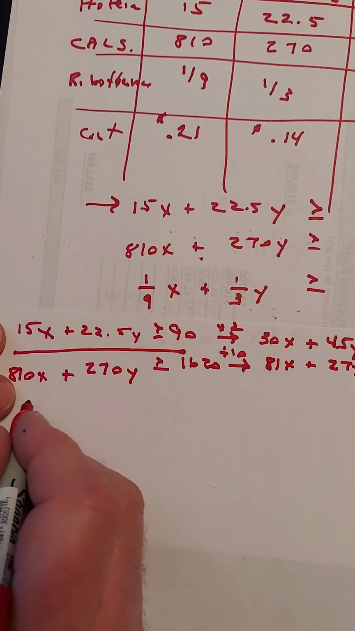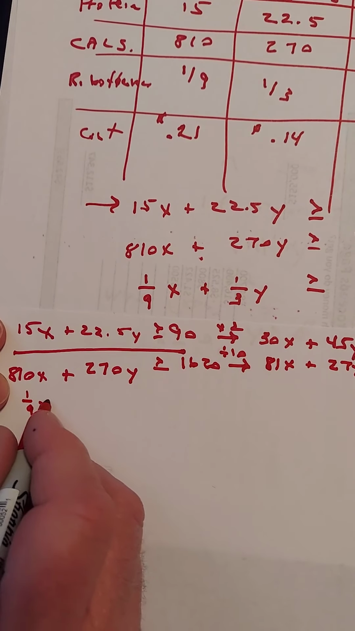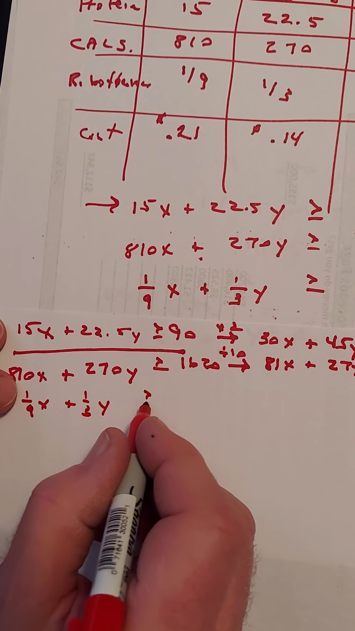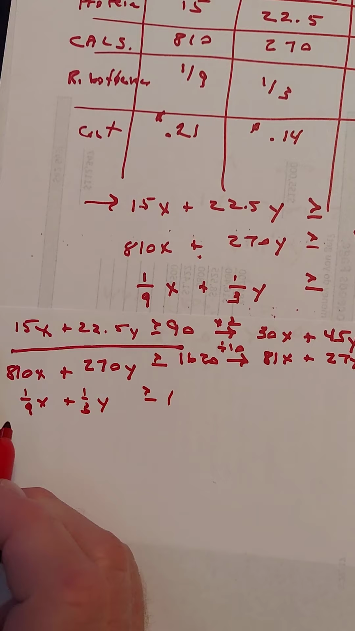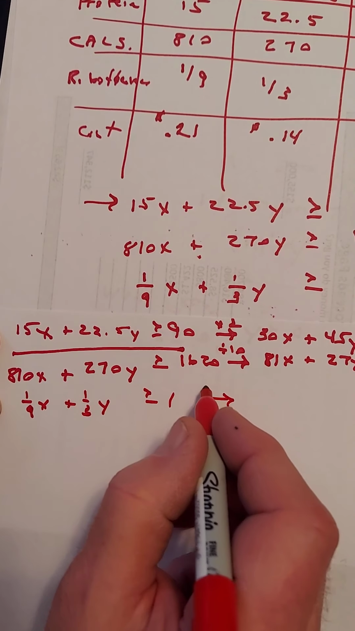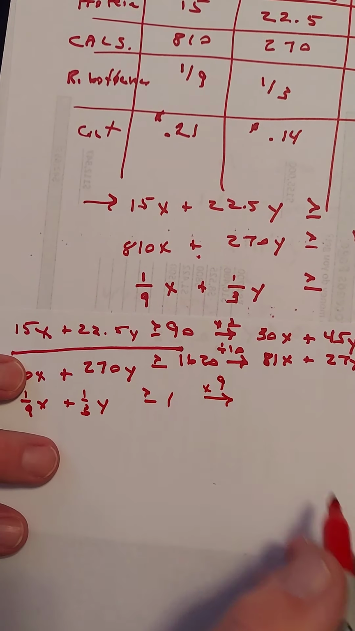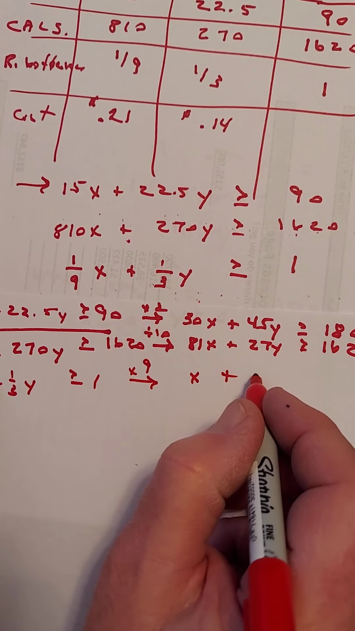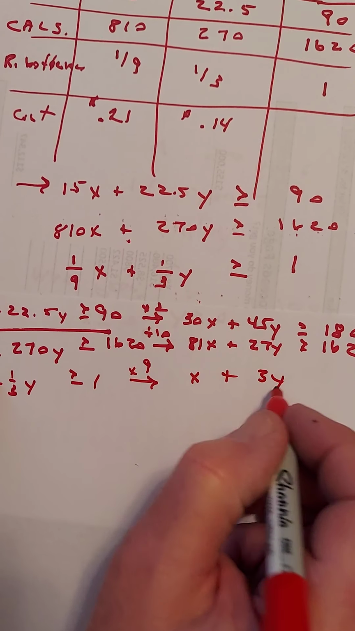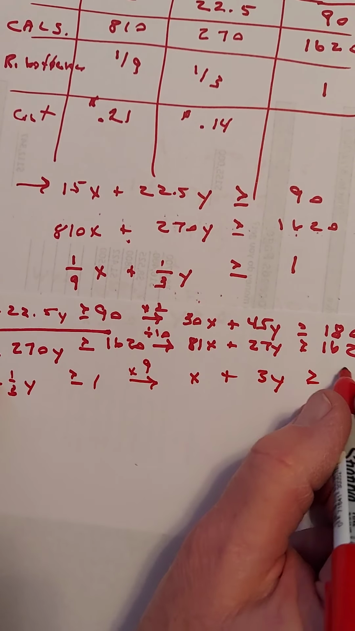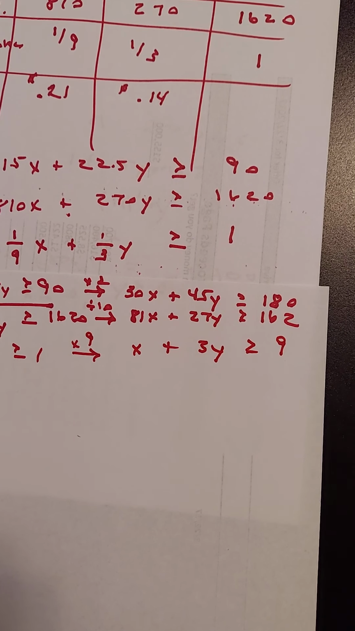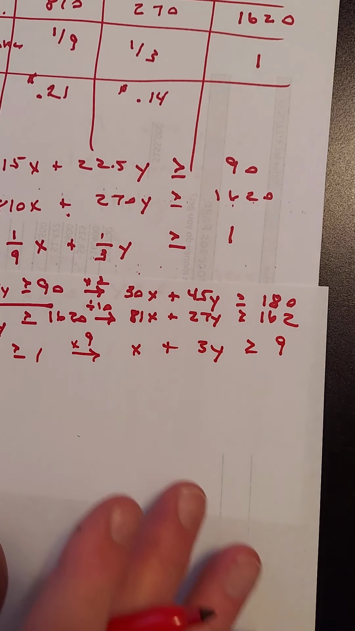And then this last one where I had 1/9 x plus 1/3 y greater than or equal to 1. I'd like to get rid of these fractions, so what would happen if we multiplied through by 9? If I did, that's going to be x plus 9 times 1/3 is going to be 3y greater than or equal to 9. Okay, my attempt there was just to come up with nicer numbers.